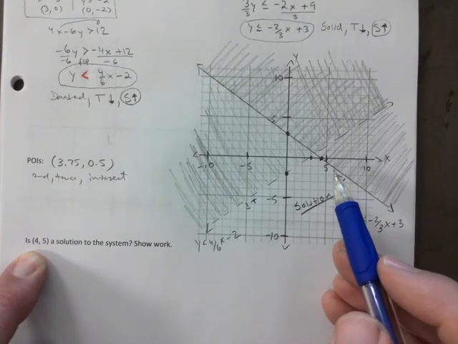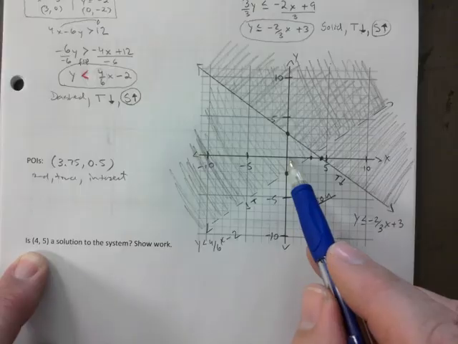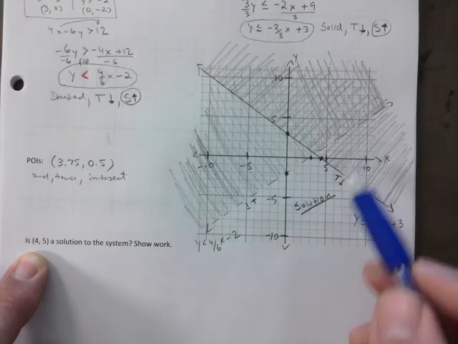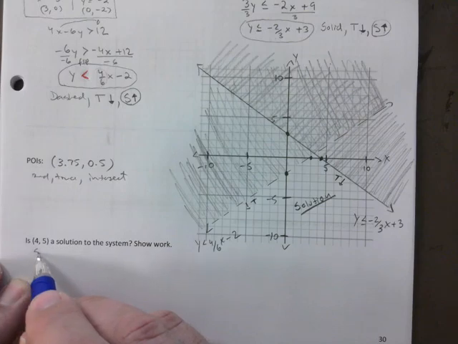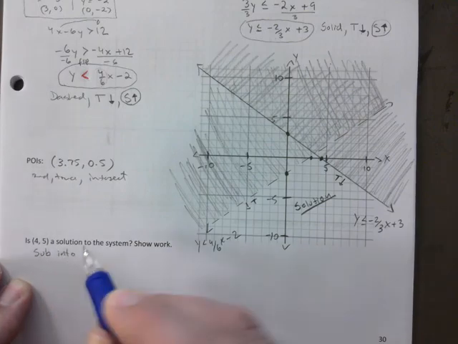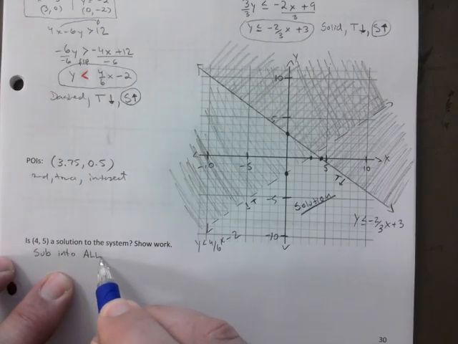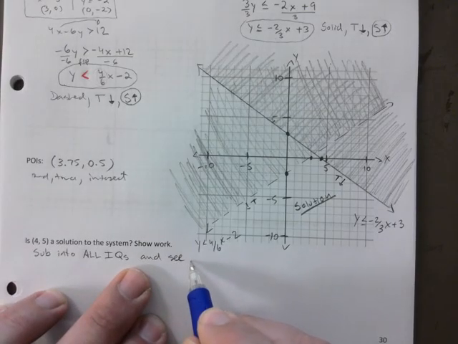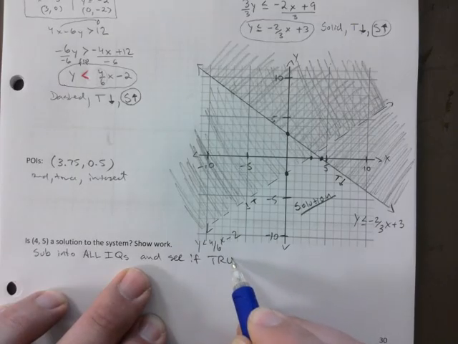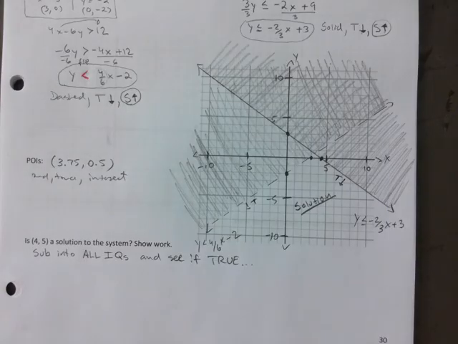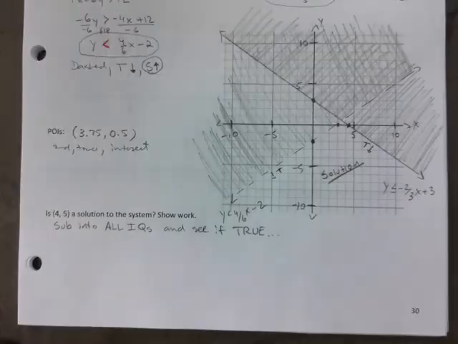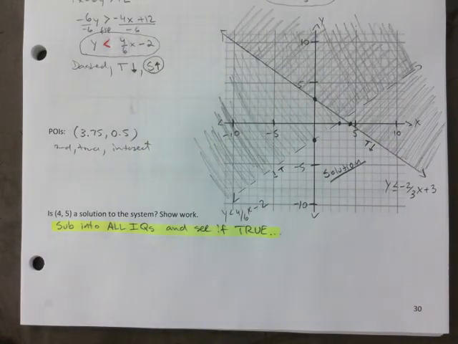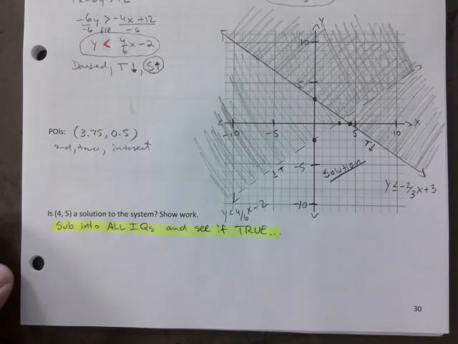Let's do it by observation. Is 4, 5, you think it's going to be a solution? 4, 5 is right there. It's not a solution. We know that already, but imagine we haven't done this, okay? So what you need to do is sub into all inequalities and see if true. That's just a little note there. I'm going to highlight that part because some students forget the all part. They just do one and then it's like, oh yeah, that one works, so it is, right? It has to work for all of them.